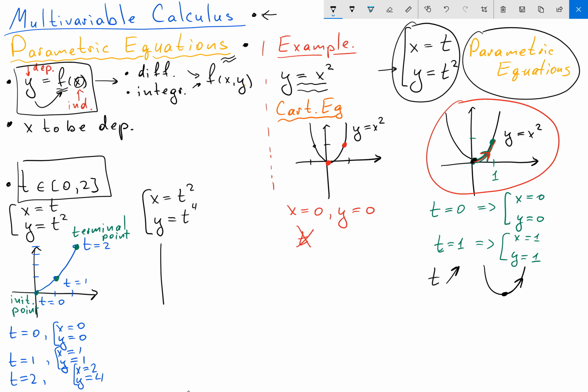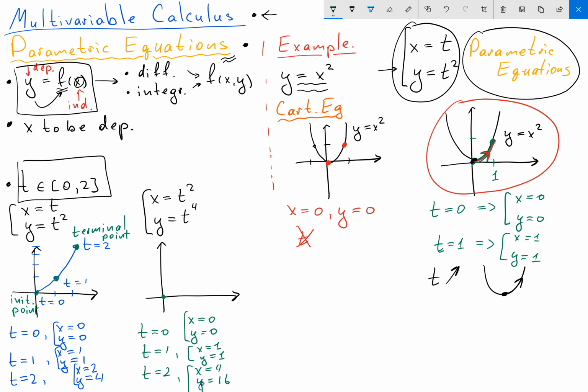So let's first draw my Cartesian coordinates, and let's plot the same 3 points. So let's say we have t equals 0, t equals 1, and t equals 2. And here, for the first point, I will get the same point, x equals 0, y equals 0. For the second one, I will get x equals 1, y equals 1. But what about the third one? For the third one, I will get x equals 4 and y equals 2 to the fourth, 16.